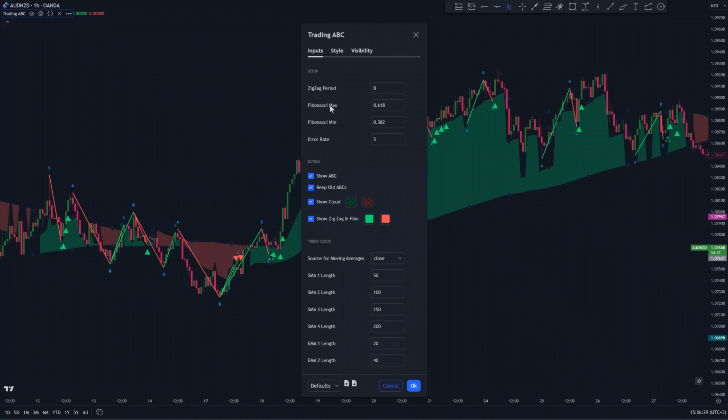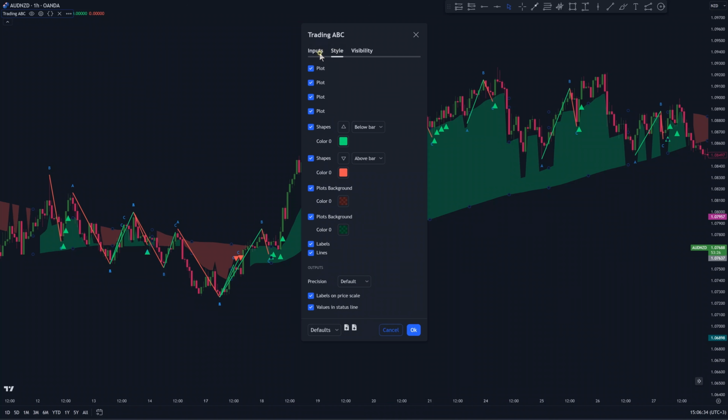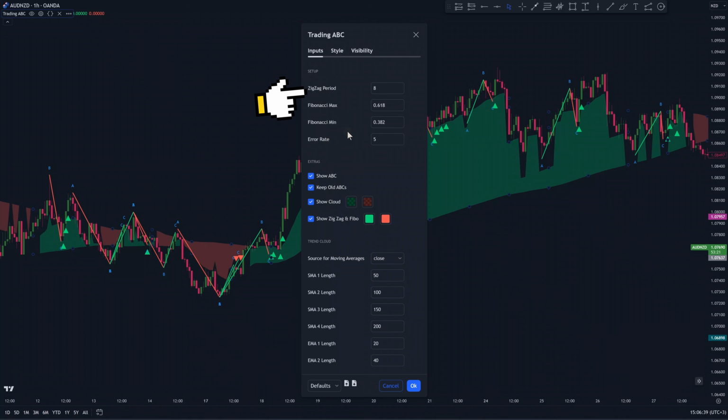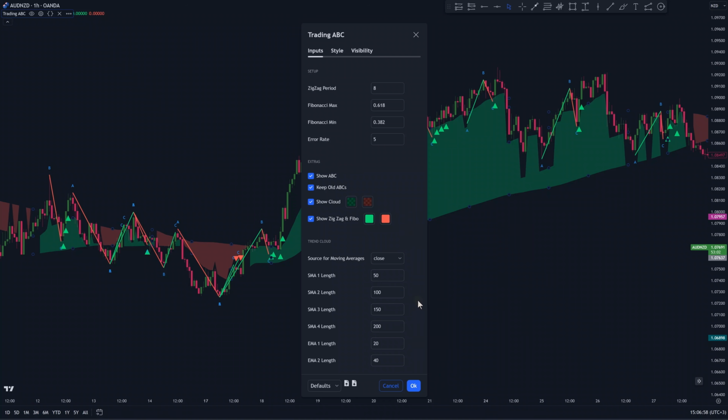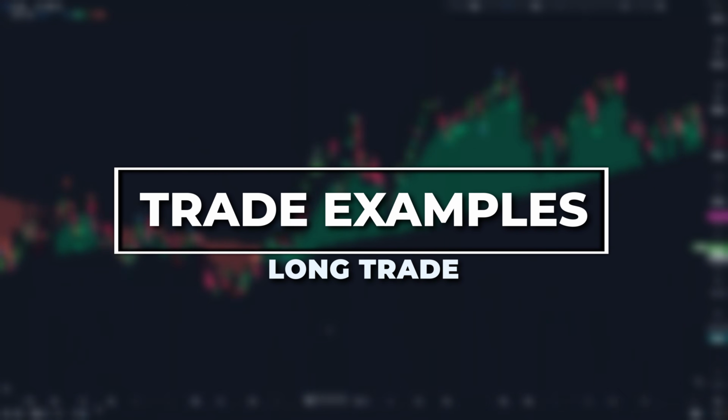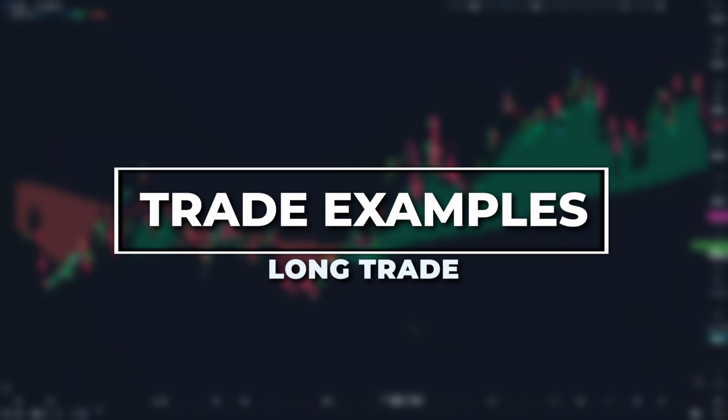One of the fantastic features of this indicator is its customizability. You can adjust the zigzag period, the fib parameters, the moving average lengths, and even the colors to suit your preferences. For the strategy we're gonna showcase in this video, all the settings are gonna be left at the default values. Now, the way we're gonna use this indicator to trade is really simple. Let me show you an example.